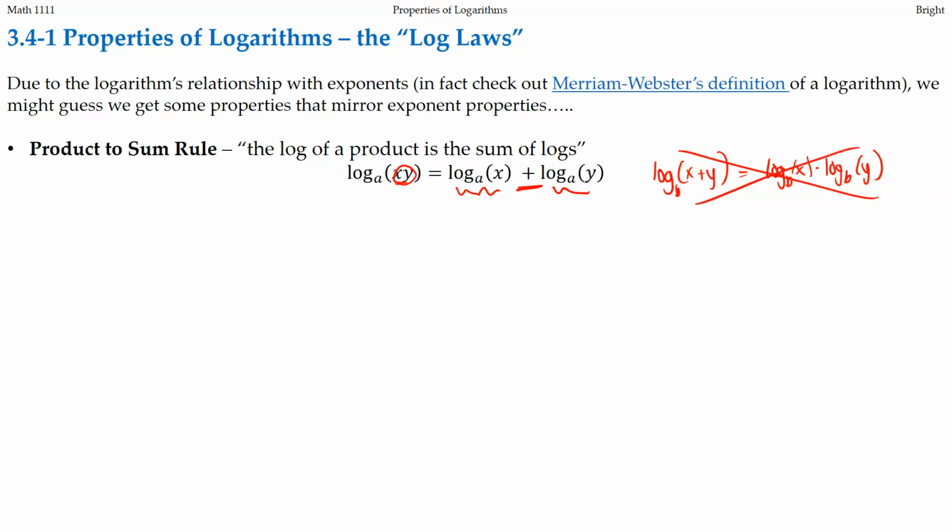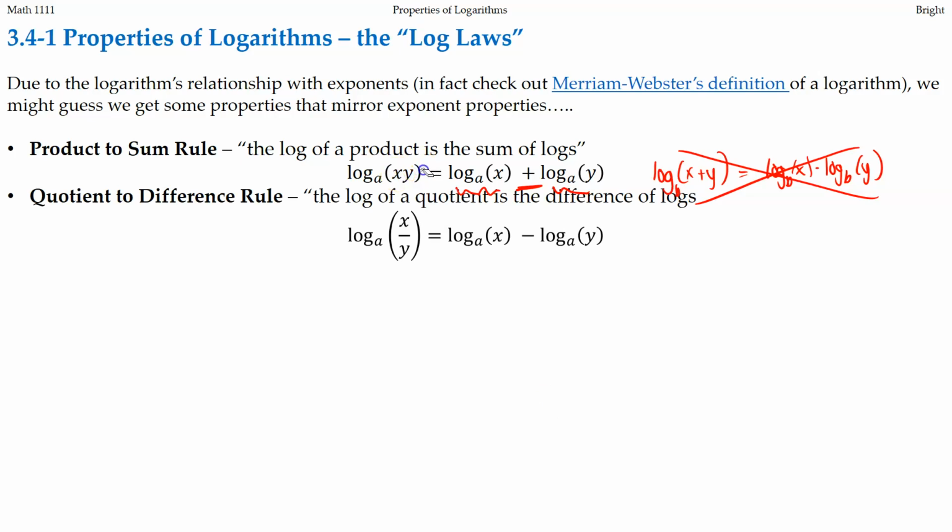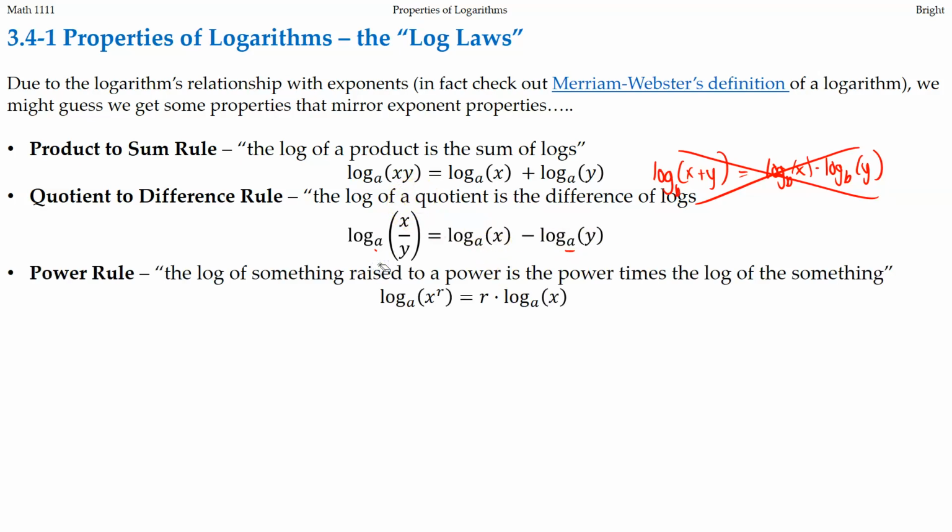Just as we have product to sum, there is quotient to difference. It says that the log of a quotient, so the quotient is inside the logarithm, right? Quotient, division. And that becomes the difference of logarithms. So again, keep the base A throughout, or B, whatever you want to use. And then just make sure to have a difference, or a subtraction, between the two.